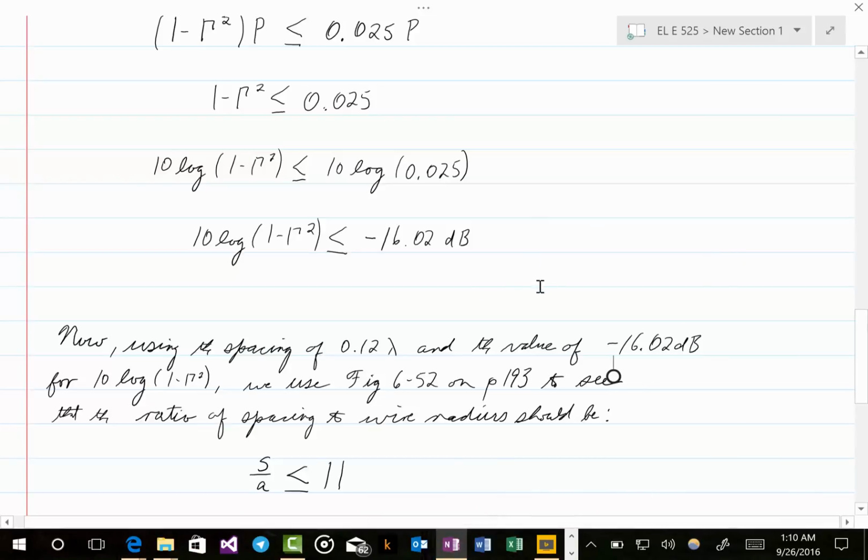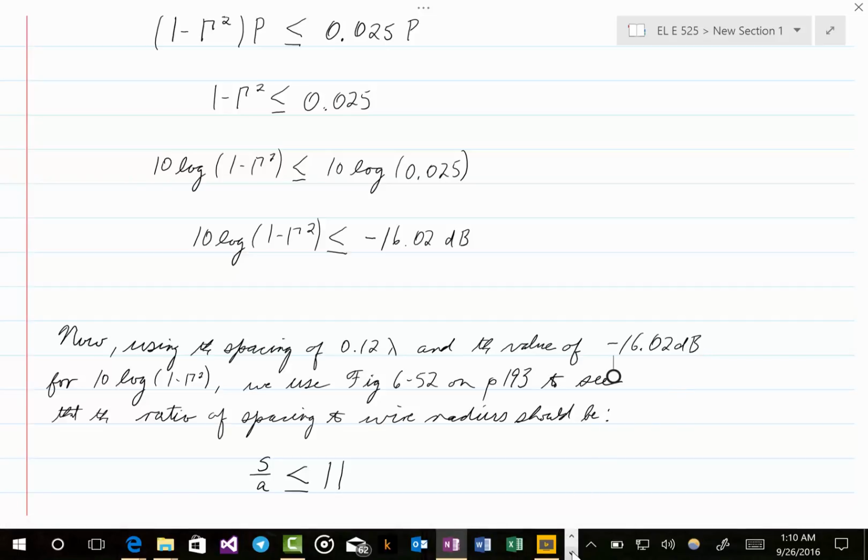So now to complete this problem, remember, now we want the spacing to be 0.12 lambda, and we have found that we want 10 log of 1 minus gamma squared to be less than or equal to minus 16.02 dB. And so now we will turn to Figure 6.5-2. We will join those two points, the 0.12 lambda and minus 16.02 dB. We'll join those two and then read off the value from the third scale.